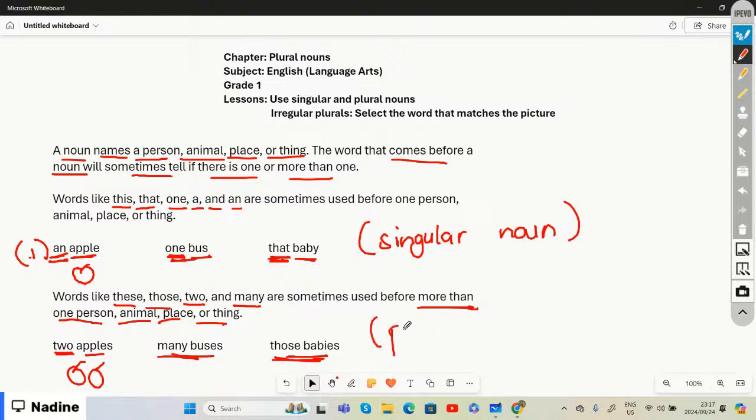And here we call this plural nouns. So anything that refers to something that is more than one person, more than one animal, more than one place, or more than one thing, we call that plural nouns. If it is only one person, one animal, one place, or one thing, we call that singular nouns, right?